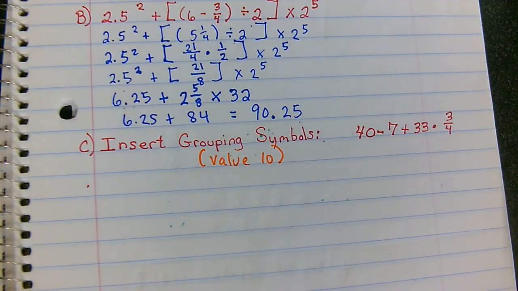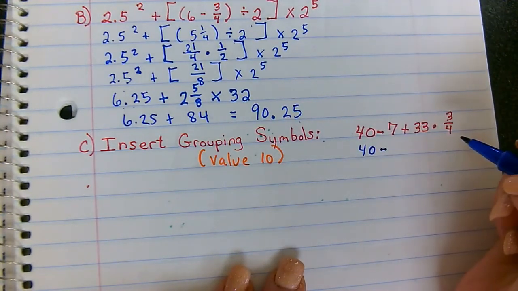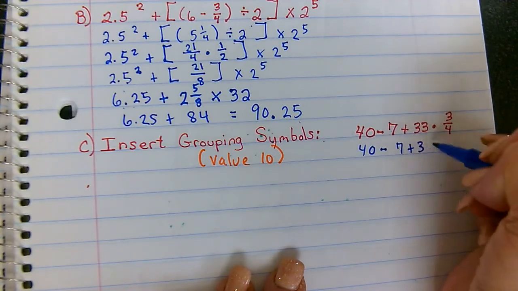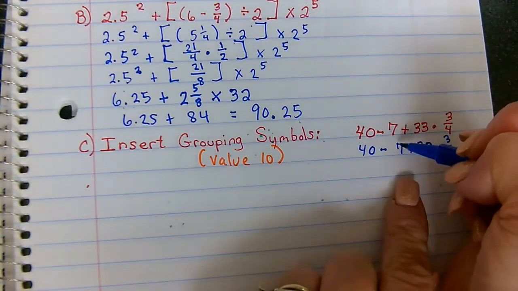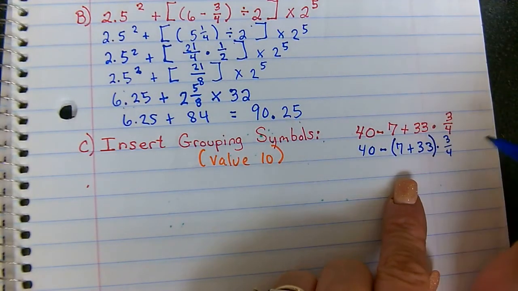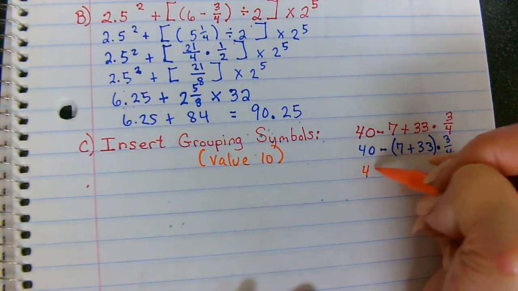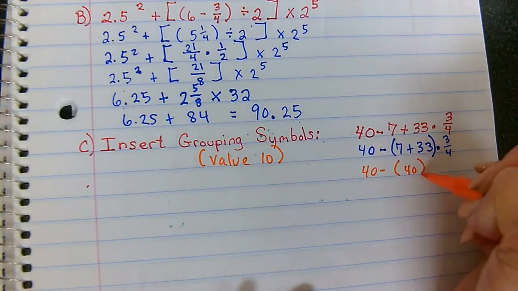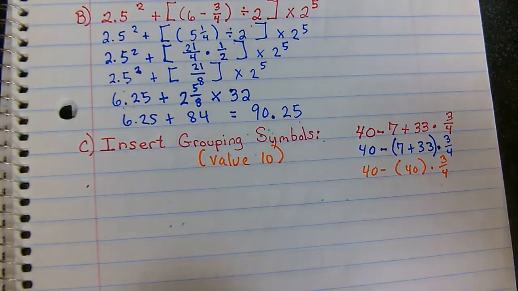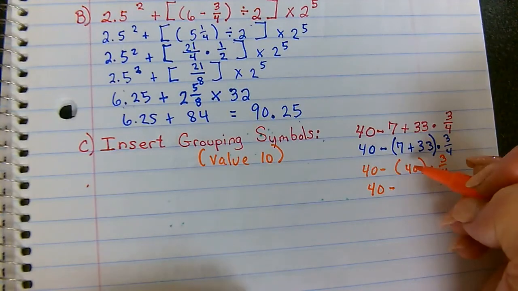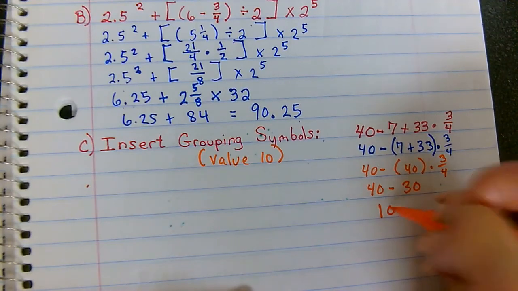So let's do the grouping symbols. I'm going to rewrite this. So I'm going to do 40 minus 7 plus 33 times 3/4. Okay? I'm going to do this first and then work it out. If I do, it'll work. So bring down this. 7 plus 33 is 40 times 3/4. Next step, I would do 40 times 3/4. 40 times 3/4 gives me 30, and 40 minus 30 gives me 10. There you go.